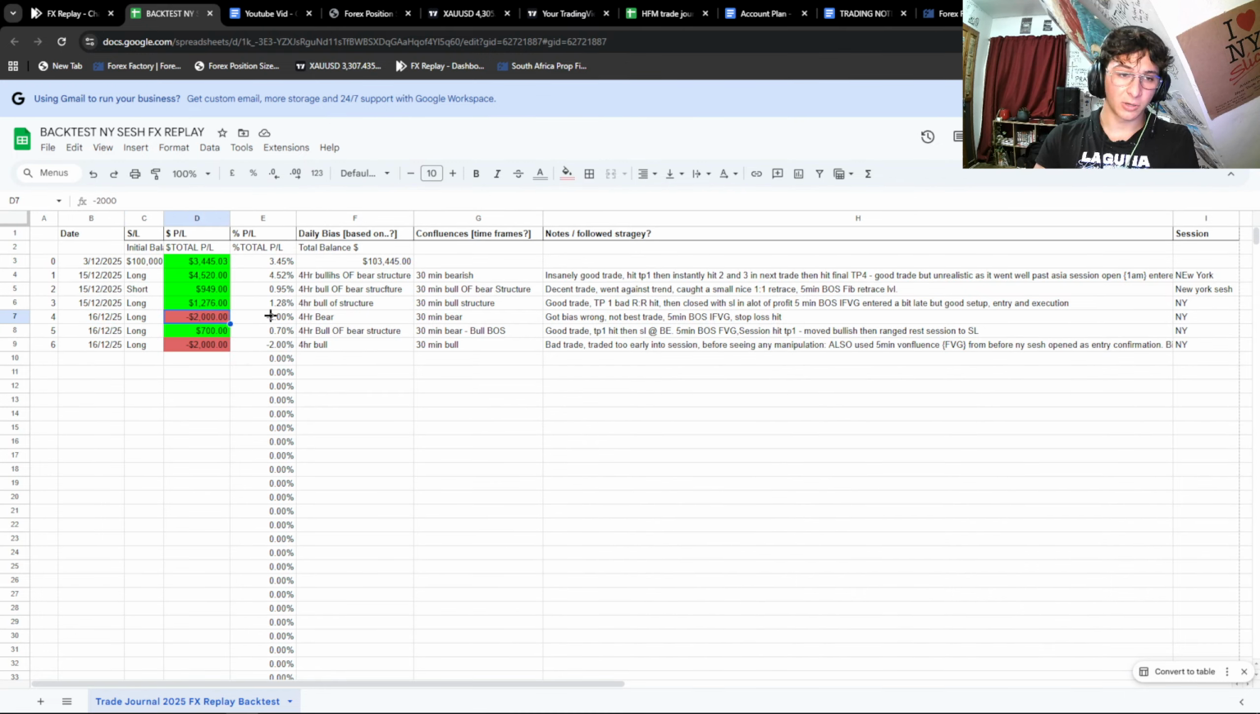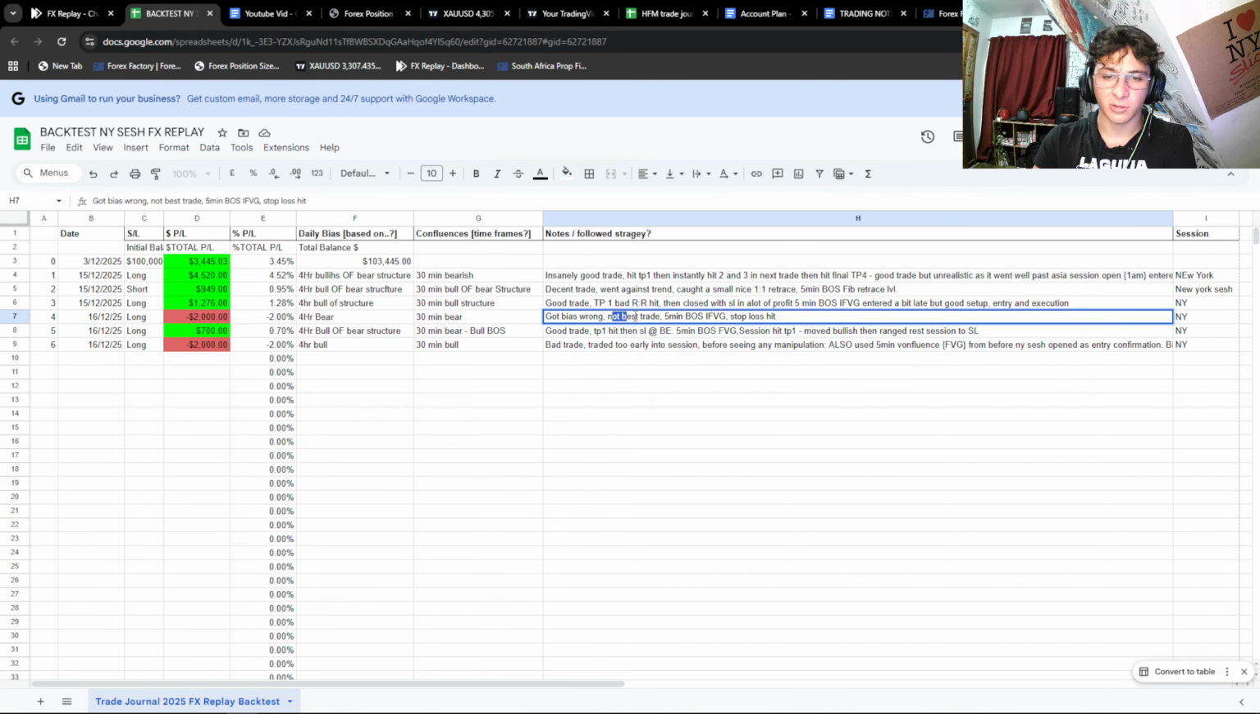Our first trade was a long loss, 2% loss with 4 hours bearish, 30 minutes was bearish, and we longed. So we got our bias wrong. This was not a good trade. We entered on a 5-minute break of structure, inverse fair value gap. Okay, guys, not the best trade. We entered on a 5-minute break of structure, inverse fair value gap, and our stop loss was hit. Believe it or not, we lost the trade, and our stop loss was hit.